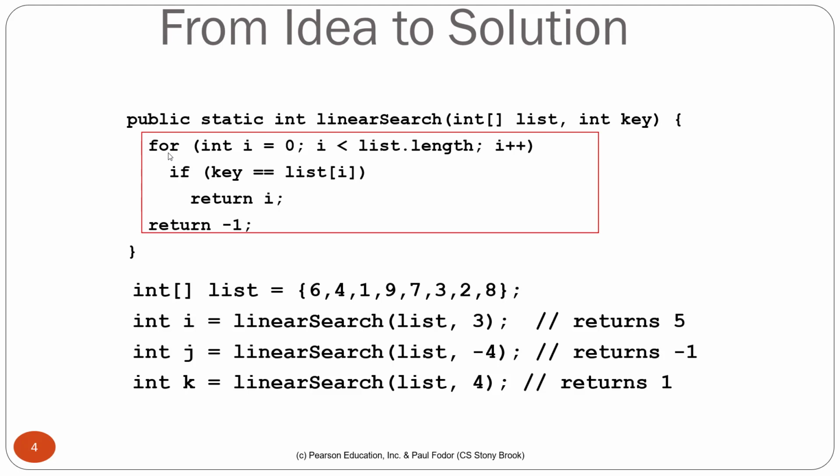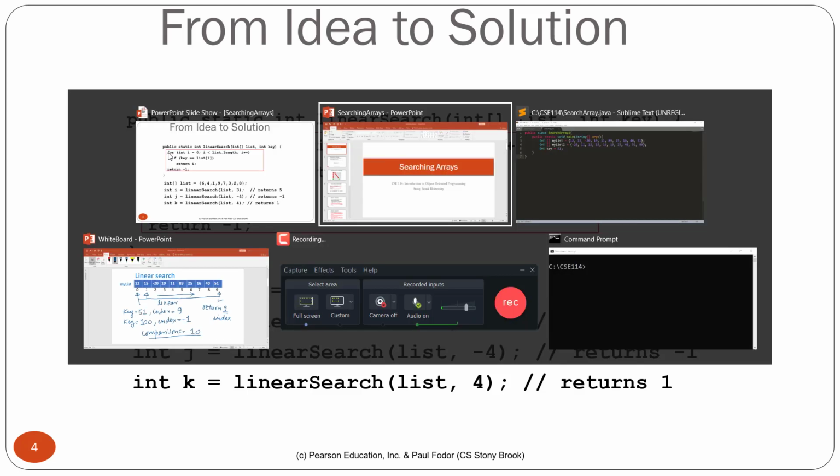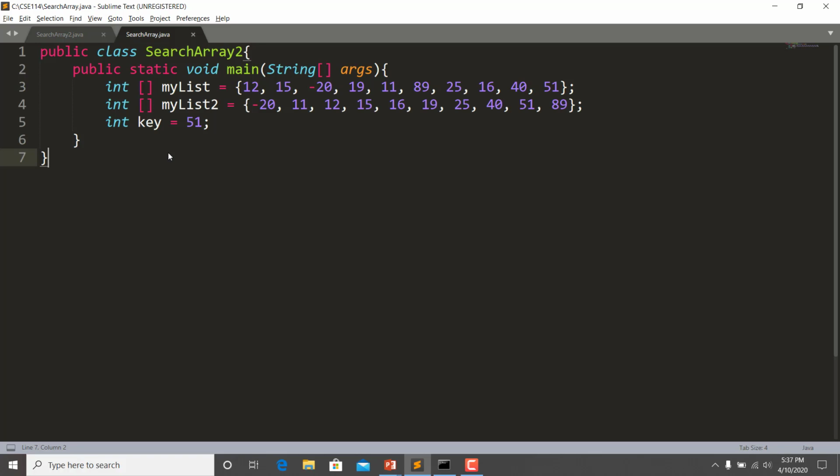So what I should do, rather than reading this program step by step, let me write the demo program, and I believe that will be more helpful. So here I have this skeleton program written. I'm calling that a class as search array. Okay, so what should I do here? Let me write public static int linear search.